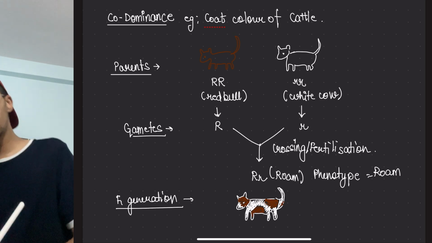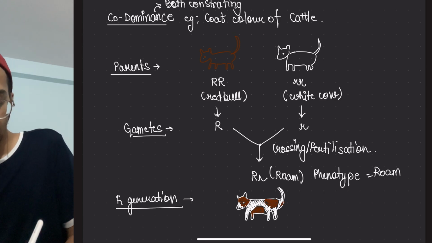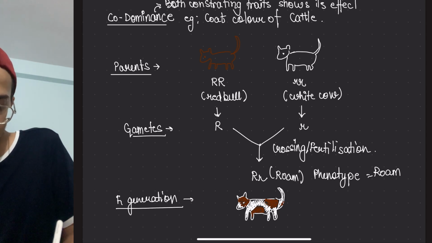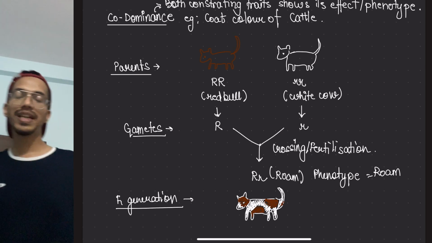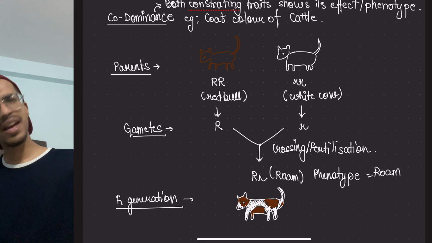So in codominance, what happened? Both contrasting traits show their effect or phenotype. That's why we call it codominance. Now let's see what will happen in the F2 generation.